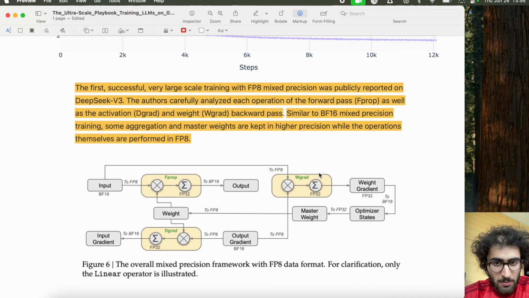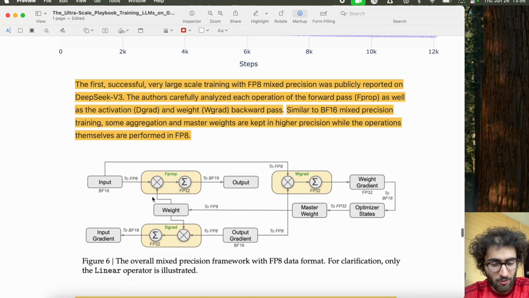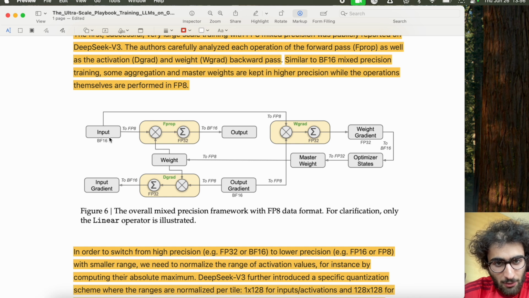Similar to BF16 mixed precision training, some aggregation and master weights are kept in high precision, while the operations themselves are performed in FP8. So in this diagram, you can see that we are converting in many sections to different types of data formats, FP8, of course, being the most memory efficient format. And then the only time that we convert to 4-byte precision is the master weight for gradient accumulation, which once again is FP32.